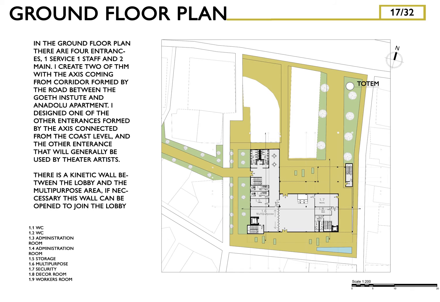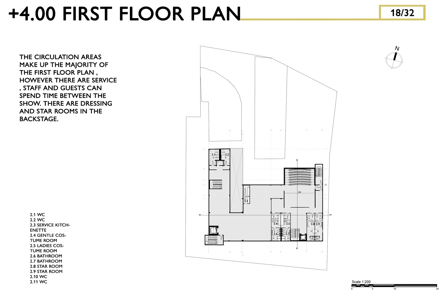There is a kinetic wall between the lobby and the multipurpose area. If necessary, this wall can be opened to join the lobby. The circulation areas make up the majority of the first floor plan. However, there are service, staff, and areas where guests can spend time between the shows. There are dressing and star rooms in the backstage.